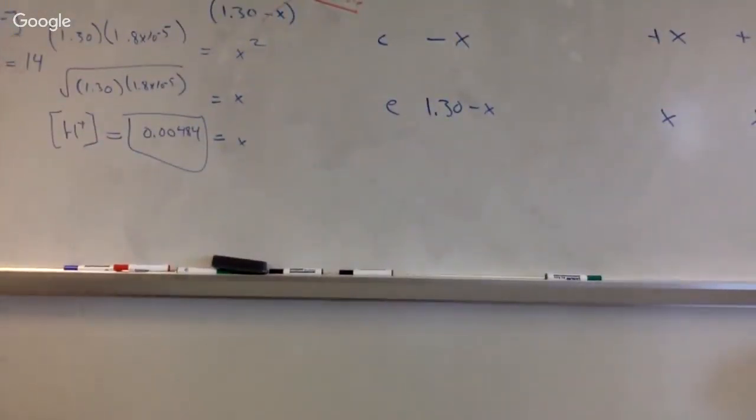Because once you have the H plus concentration, can't we take the negative log to get to pH? Since Jane's been doing all the hard work, who else has a calculator?